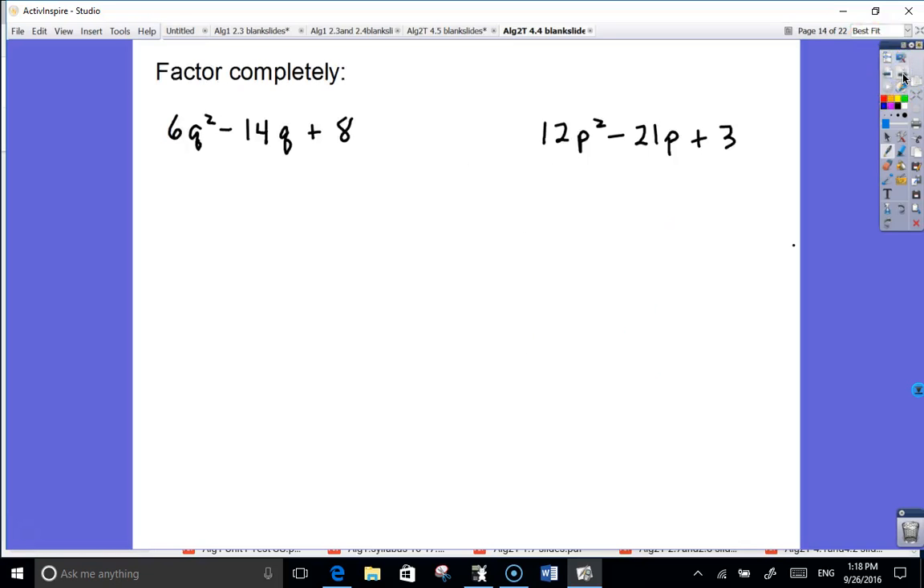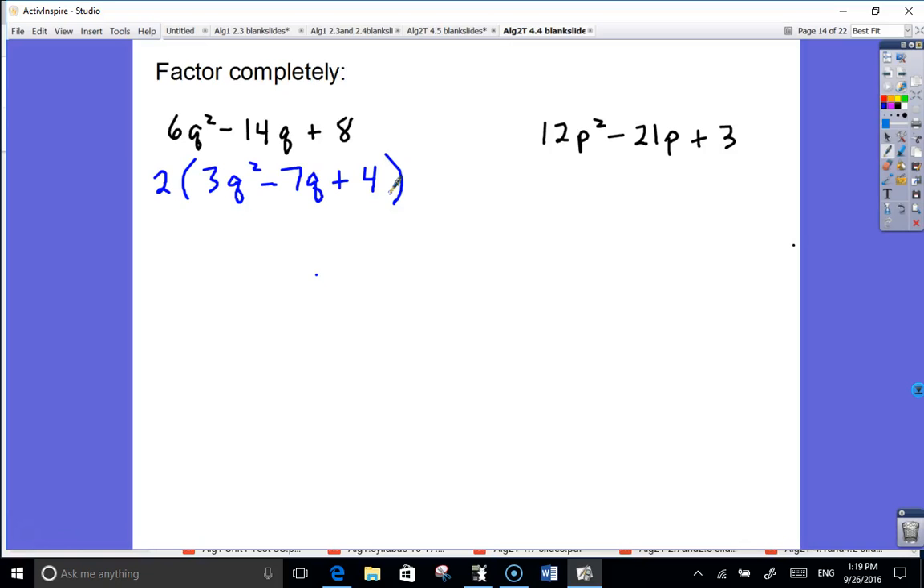So factor completely. Is there a greatest common factor on the left? What is it? 2. Just 2, right? So I take out a 2, and now I've got 3q squared minus 7q plus 4. So then you have to ask yourself a question. Is what's in parentheses factorable? If it is factorable, then because a does not equal 1, it's going to have to be that long process, right?